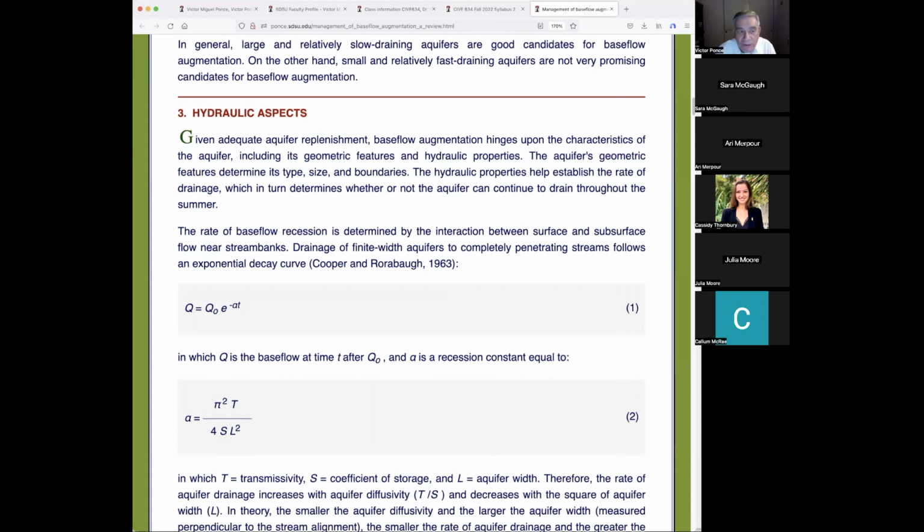The aquifer's geometric features determine its type, size, and boundaries. The hydraulic properties help establish the rate of drainage, which in turn determines whether or not the aquifer can continue to drain throughout the summer, right? The aquifer can dry out and not drain. The rate of baseflow recession is very important because if the baseflow is receding too fast, it'll dry out before the next replenishment, which comes in the rainy season, right?